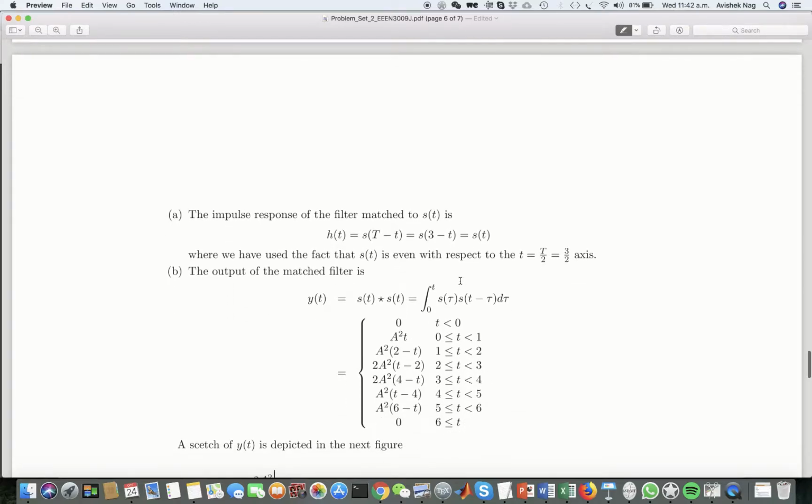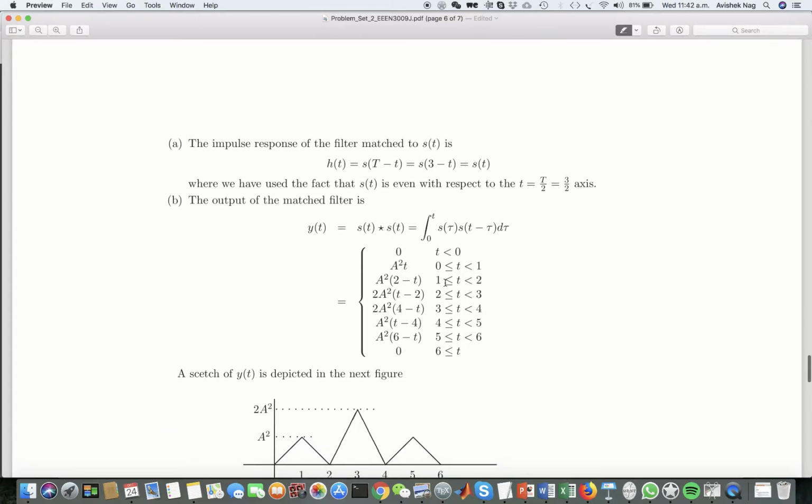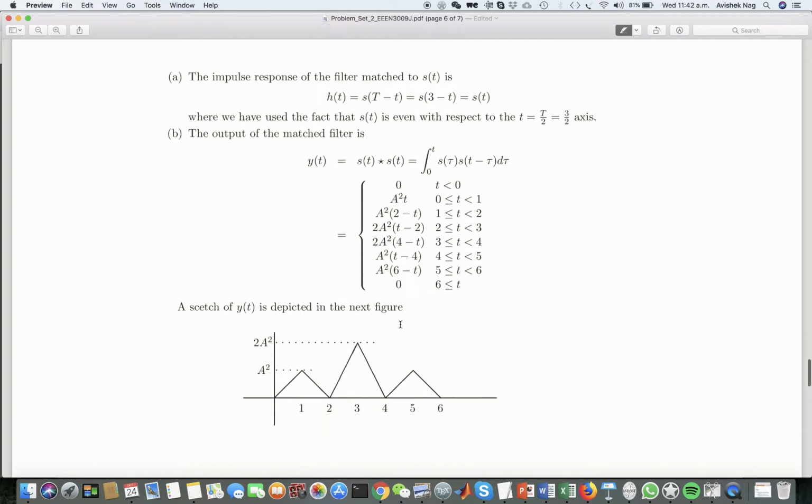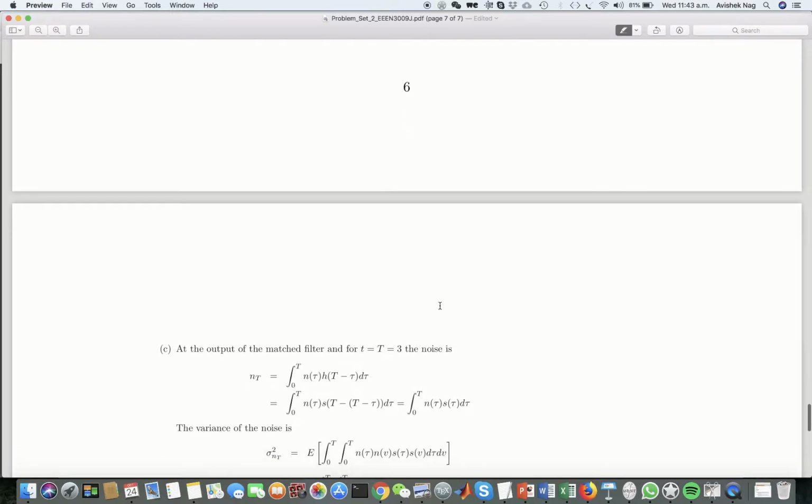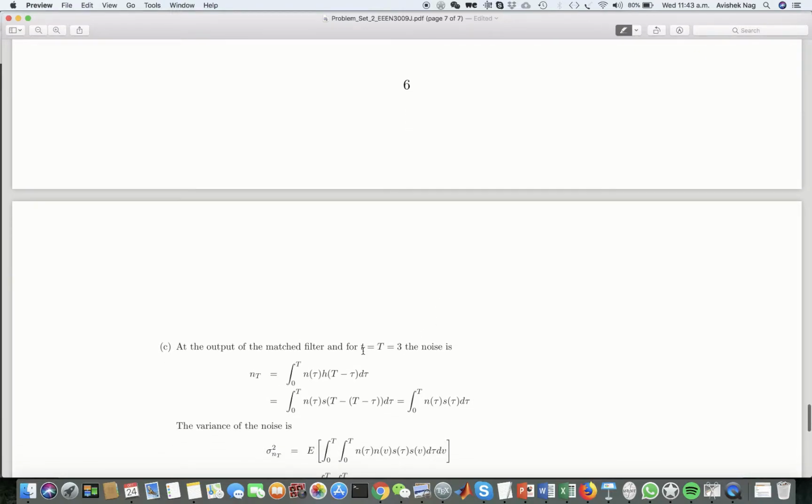The output of the matched filter, since your matched filter is s(t), is s(t) convolved with s(t), and then if you do the math here, you will get different values at different intervals. So this is a piecewise function, for different intervals of t the values will be different, and then the final function will look like this. Then the next part was to calculate the output of the matched filter for small t equal to capital T, which is 3 seconds.